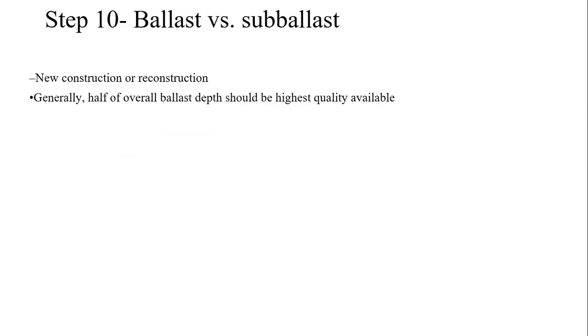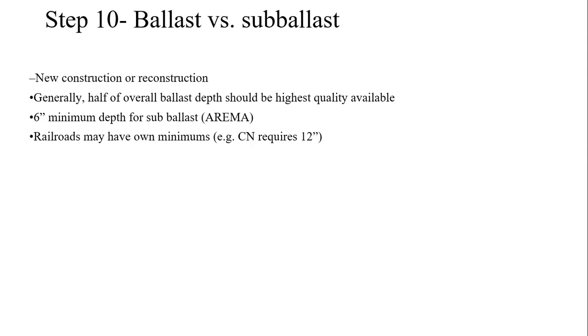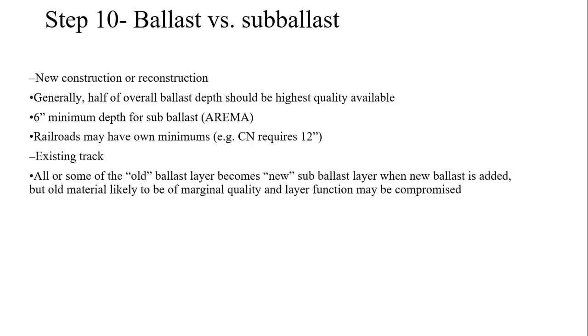Now we go over ballast versus subballast. Subballast can be used in new construction or reconstruction. Generally, half of the overall base ballast should be the highest quality available. Six inches is the minimum depth of subballast that is provided. Every railroad has its own values, which may be a minimum of 12 inches as well. Some require 12 inches. It depends on the existing track.